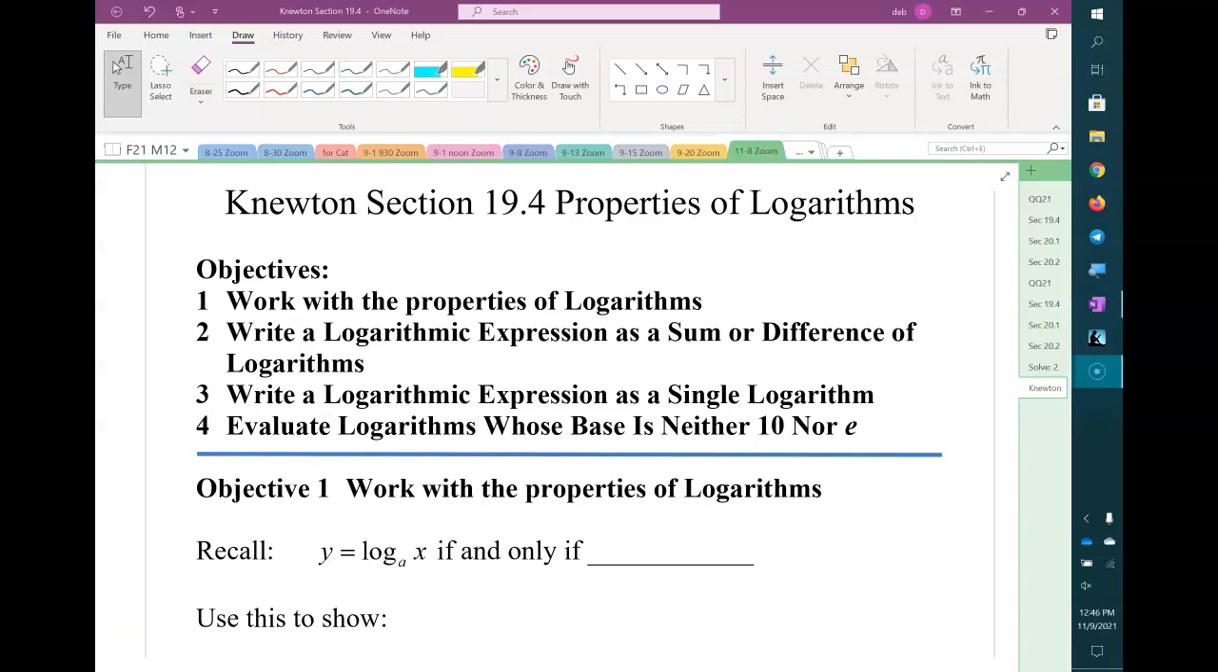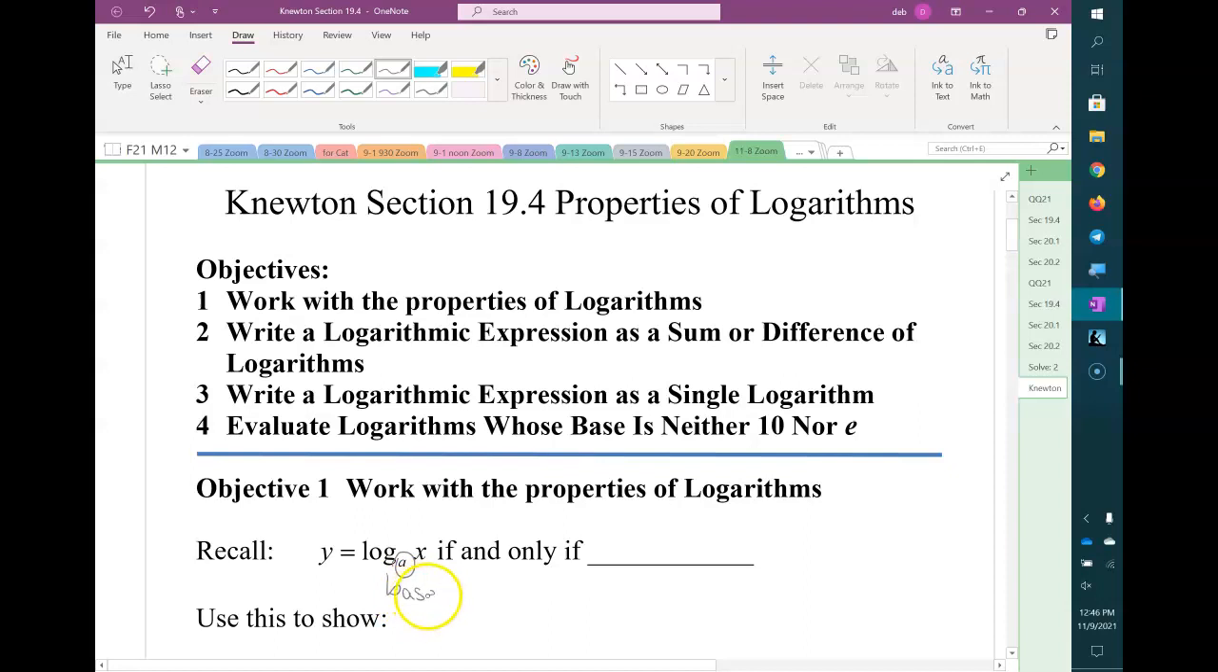Section 19.4 is about properties of logarithms. These are tools that we'll need when we're solving logarithmic equations and exponential equations, and in calculus you'll use them to simplify a problem before you do calculus on it. So first we're going to talk about the properties of logarithms, and y equals the log base a of x.